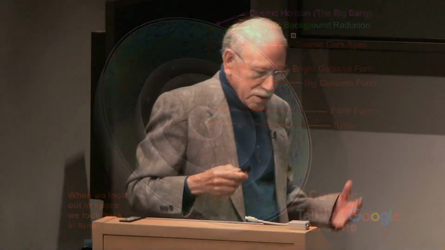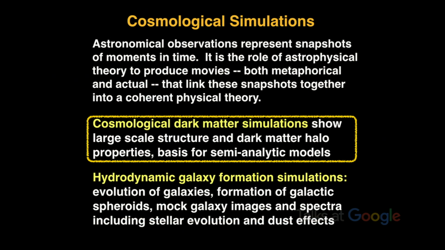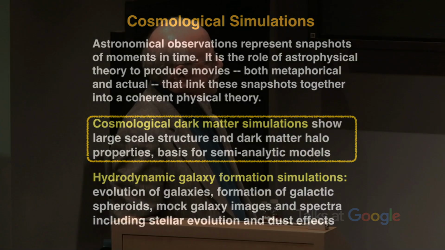Now, simulations allow theorists to make metaphorical or real movies of how the universe evolves. The astronomers basically just give us snapshots. We don't get to see how galaxies evolve because they evolve on a time scale of hundreds of thousands of years to hundreds of millions or even billions of years. Cosmological dark matter simulations show large-scale structure and the properties of the lumps of dark matter that we call halos. And then we can try to put galaxies into those.